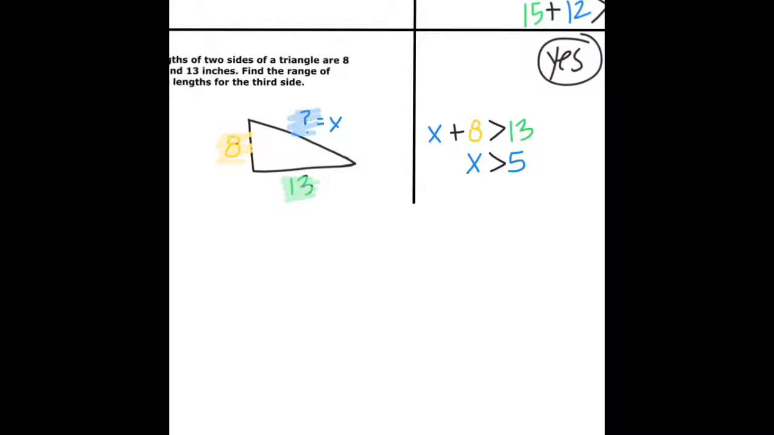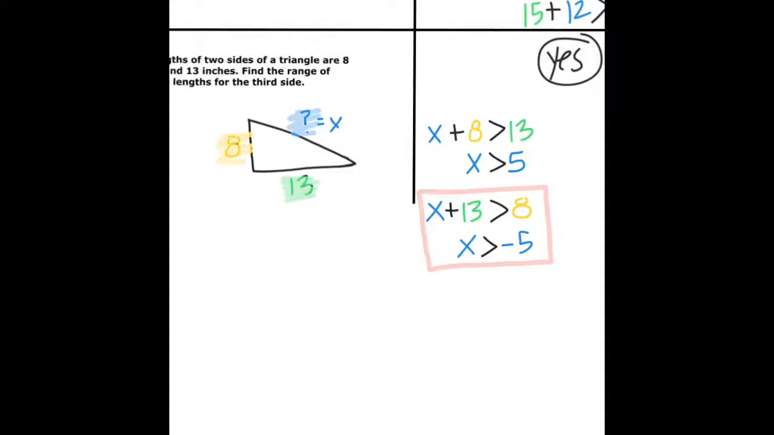I also need to show that if that unknown x were added to the green 13, that solution would have to be greater than my yellow 8. Now in this case, when I solve, if I subtract 13 from each side, I find that x would have to be greater than negative 5. This one almost doesn't count. I'm going to put a little highlighted rectangle around it. It doesn't count because there can't be a measurement that is negative.